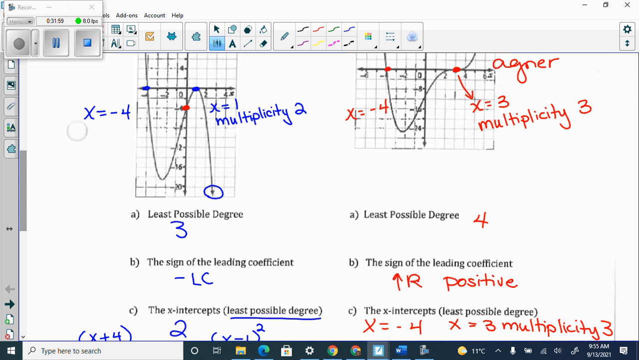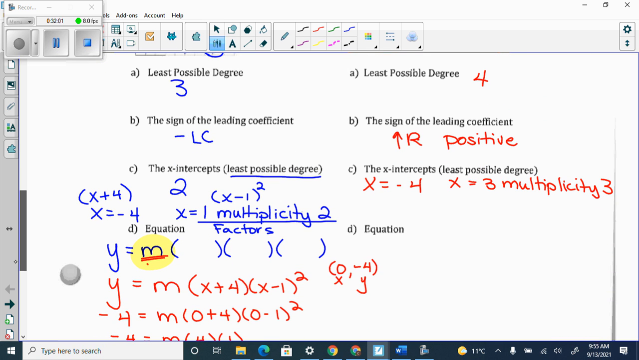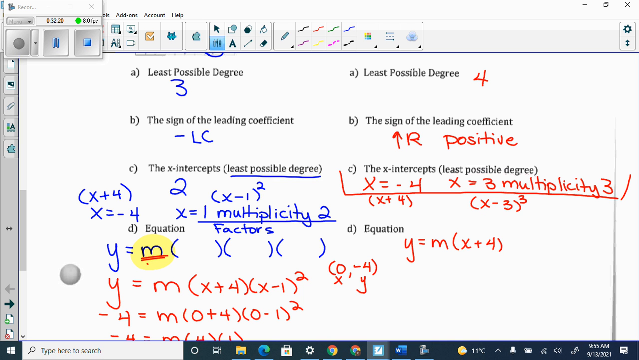Okay, then we need to come up with the equation. So we're going to go y equals m, x plus 4, and then this one is x minus 3 cubed. If you give me this with the x-intercept, you're actually wrong. So that's why I'm going with this, because those are the x-intercepts. These are the factors, right? Now, how do I finish this off? I actually have to go look for a point on the graph, right?